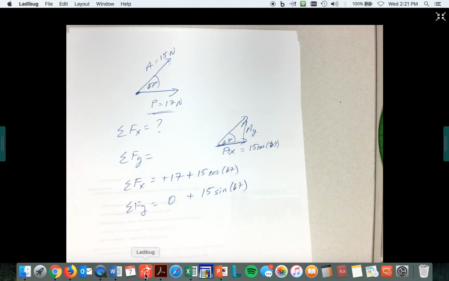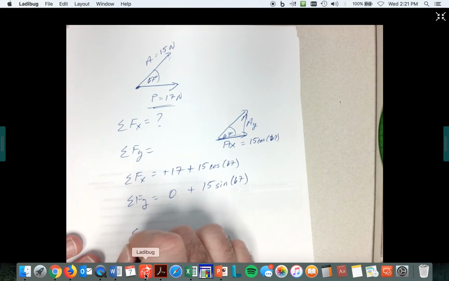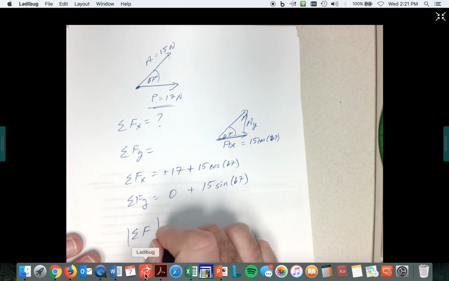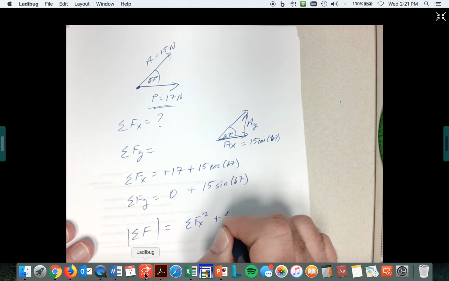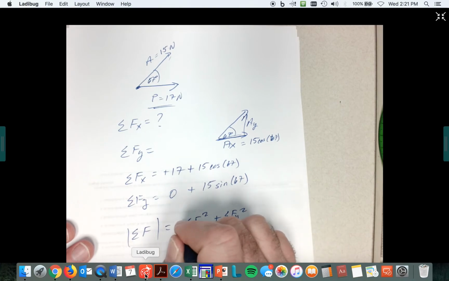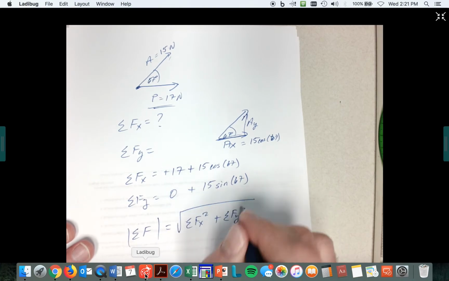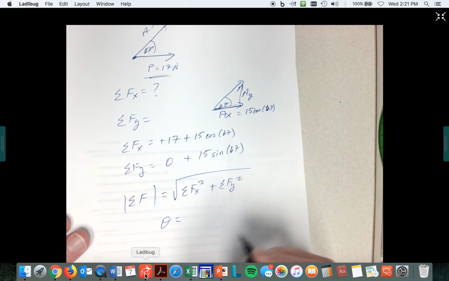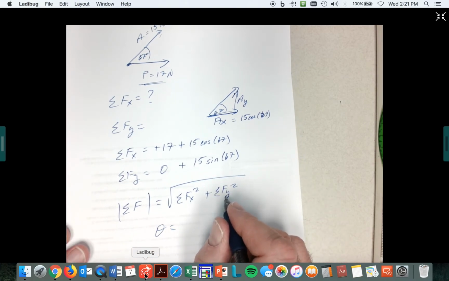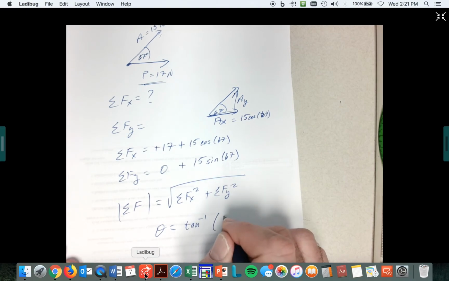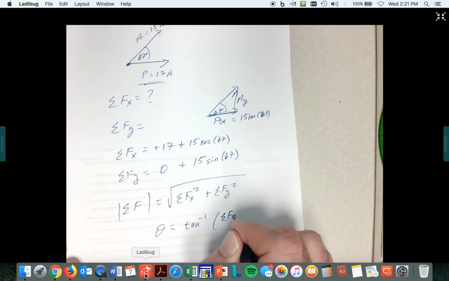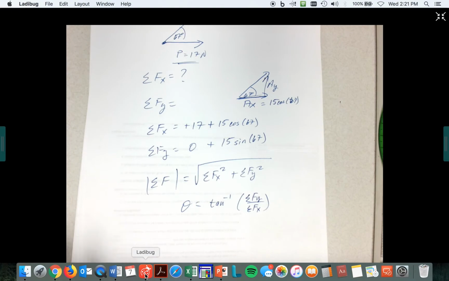Okay, and then the magnitude of all the forces is equal to the square root of the magnitude of f of x squared plus the magnitude of f of y squared. And then the direction of the force would be the inverse tangent of the sum of the forces in the y direction over the sum of the forces in the x direction. That's all they're doing. Okay? They're going to spend like 30 slides doing that.